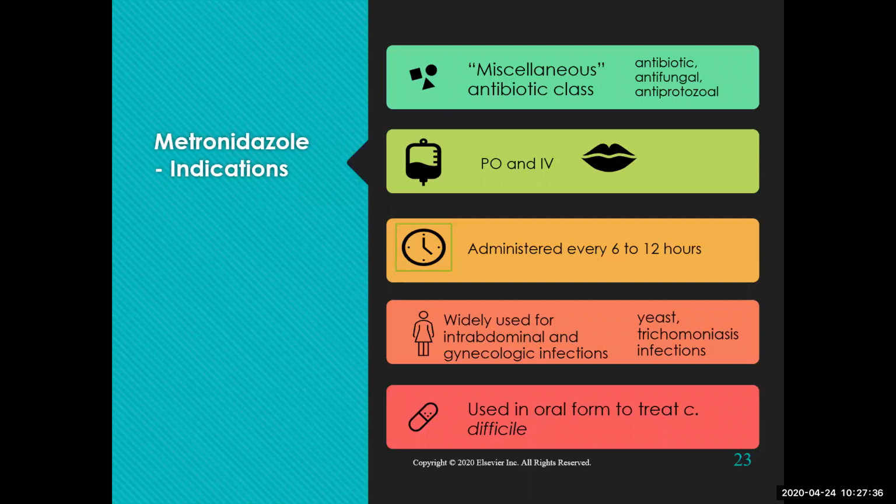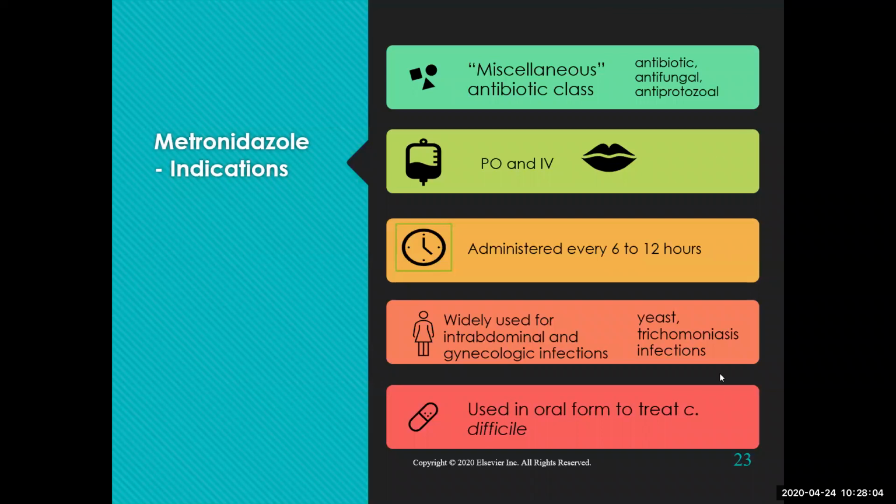So what do we use these? The miscellaneous drug classes cover antibiotics, antifungal, and antiprotozoal. Well, we're talking about our metronidazole, which is going to be our antifungal against candidiasis, for instance. These can be administered PO and IV, and generally these have to be administered every 6 to 12 hours. So you are going to need to talk to your patient about adherence.